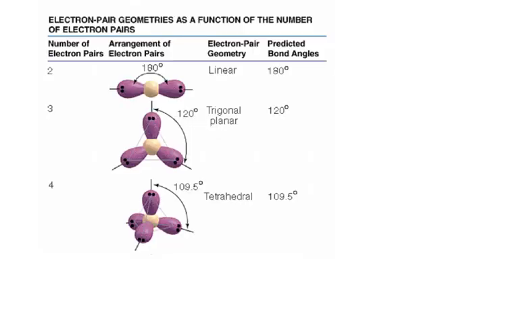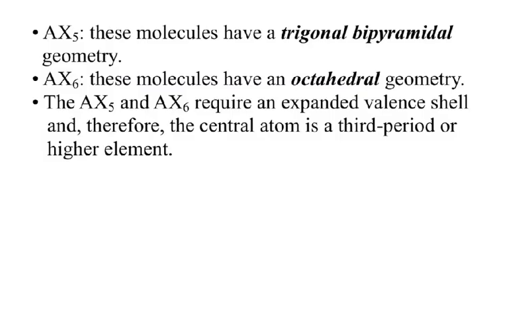So here we have three pictures. The first one has two domains. Notice it has an electron geometry known as linear, and the angle is 180 degrees between those two atoms that are bonded to the central atom. In the next figure, it has three domains, and this one's called trigonal planar. Notice the angle between the atoms is 120 degrees. And then when you have the tetrahedral electron geometry, there are four domains, and the angle there is 109.5 degrees.